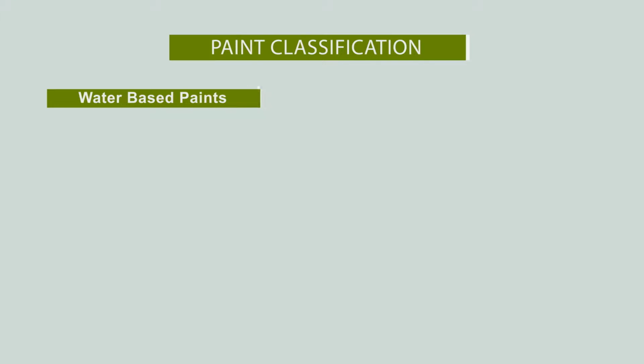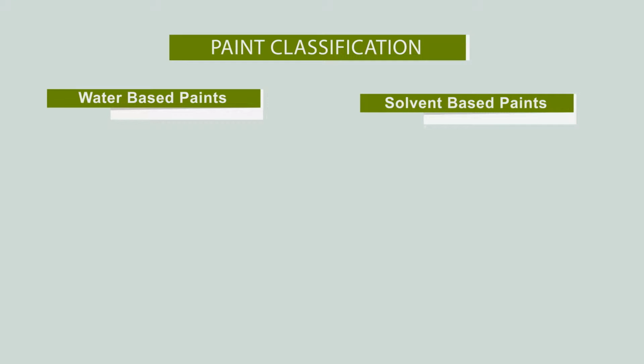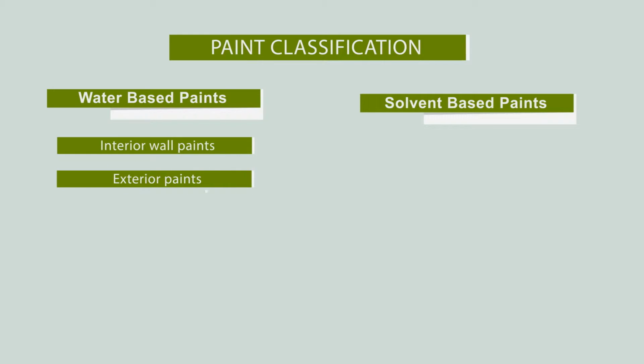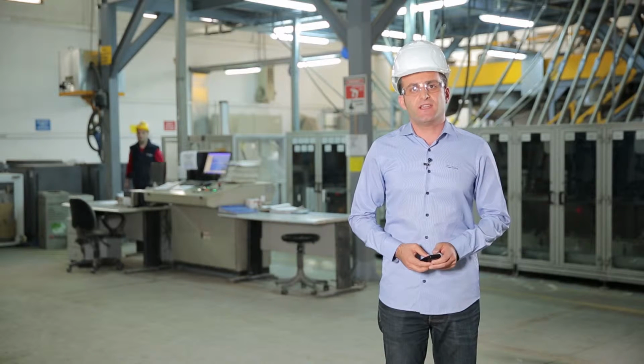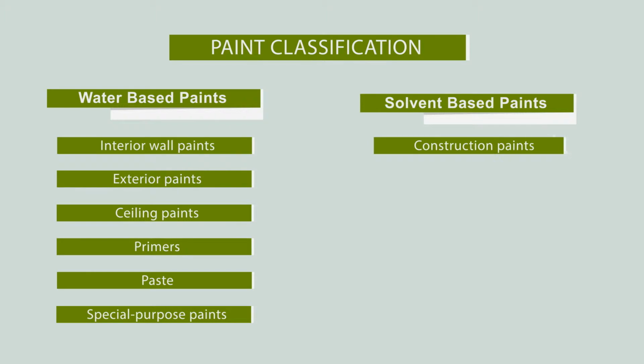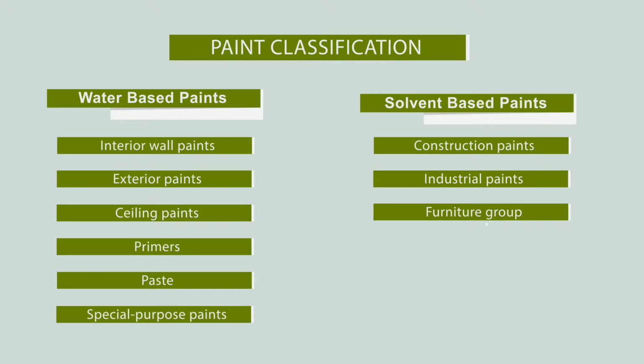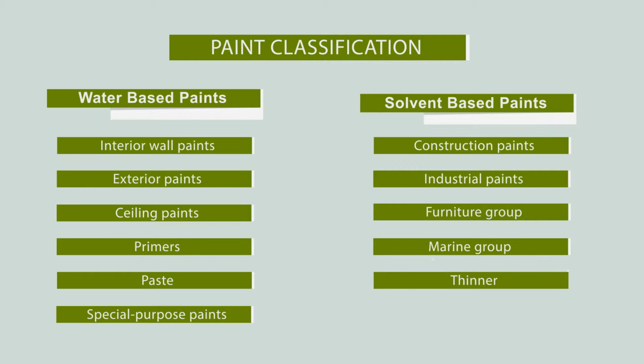Hello, today we will talk about how paint production is performed. Paints are of two types, water and solvent-based. Water-based paints include interior wall paints, exterior paints, ceiling paints, primers, paste and special purpose paints. Solvent-based paints can be classified as follows: construction paints, industrial paints, furniture group, marine group and thinner.